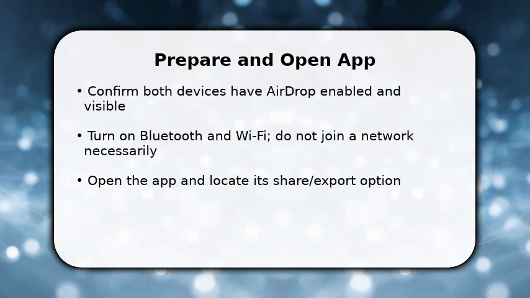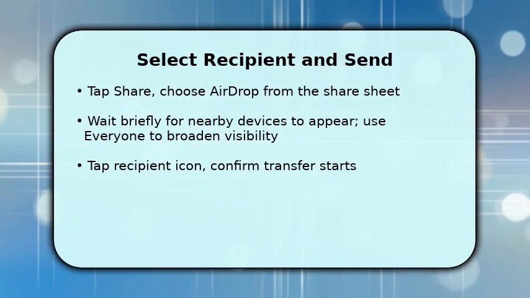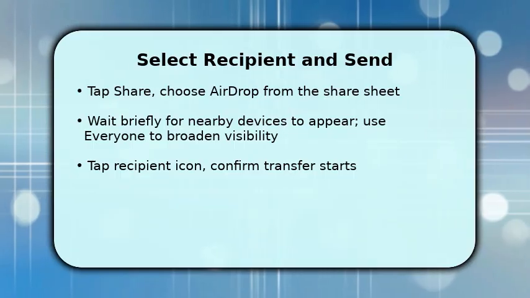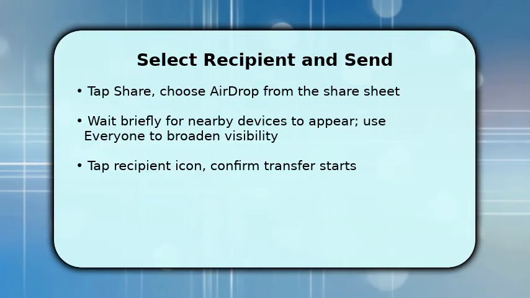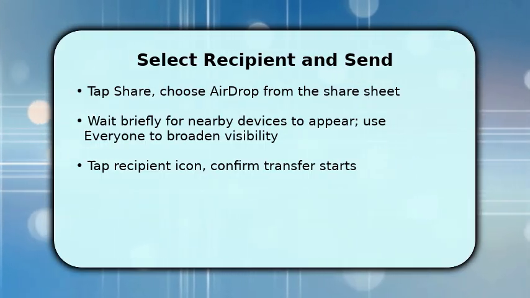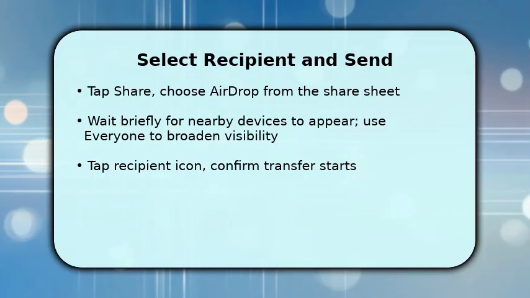With the share sheet visible, tap the AirDrop icon. Nearby devices appear as circular icons. Once you see the intended recipient, tap their name or device image to initiate the transfer. This sends the app link, file, or applicable item via AirDrop.